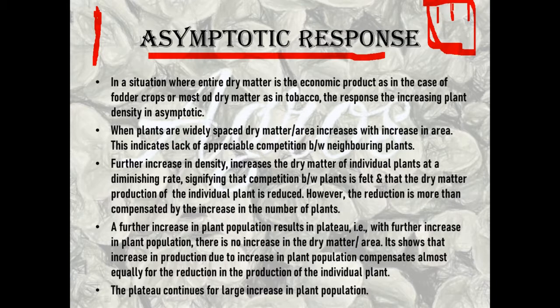If there is no competition, the individual yield will be maximum, of course. But as I start increasing the plant population, the plant density, competition comes into role, and the dry matter production of individual plants starts to decrease. But as I have told before, due to the efficient use of the growth factors, the overall dry matter production is the same. How? Because the reduction in the yield of the individual plants is compensated by the number of plants.